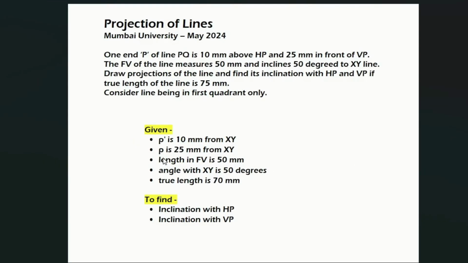So in the solution we have to start with XY. Let's draw our XY line, a horizontal line. What is given to us is that point P dash is 10 mm from XY and P is 25 mm from XY. So in the front view where we will have P dash, we'll have to draw a line parallel to this at 10 mm, and 25 mm parallel to it below it. So let's draw those lines. This line is 10 mm from XY and this line is 25 mm from XY.